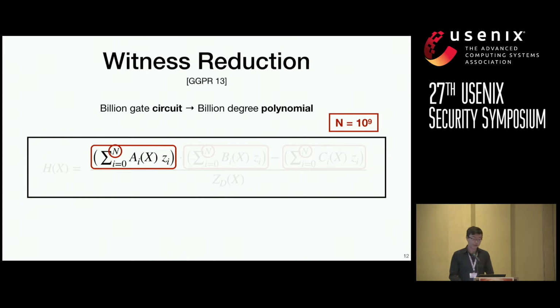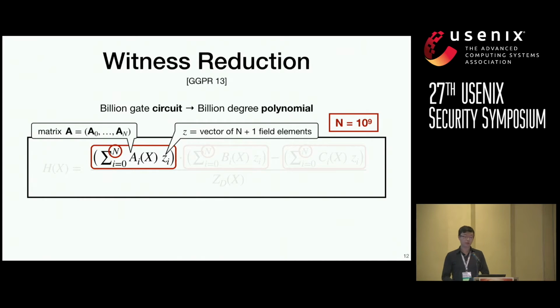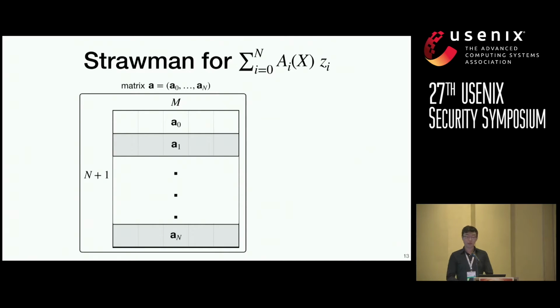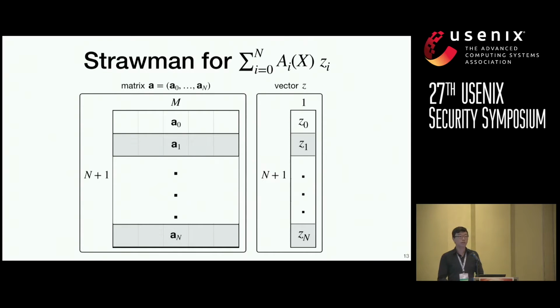Now, zooming in on one of these terms, we see that there are two components, a matrix A and a vector Z. The matrix A represents one part of the input wires comprising our circuit, and the vector Z is a satisfying assignment to the circuit. You can think of it as a combination of the public inputs and the secret inputs. So we start by representing our matrix A as an n+1 by m matrix, and we'll represent our vector Z as an n+1 vector. And for a strawman approach, to evaluate the sums, what we need to do first is join the elements by their index here, which is i.